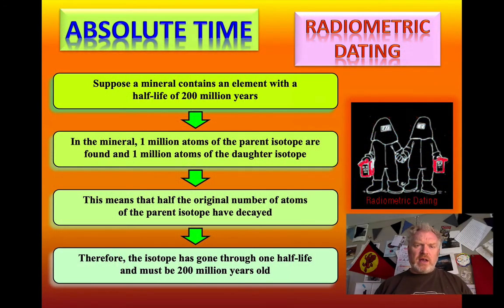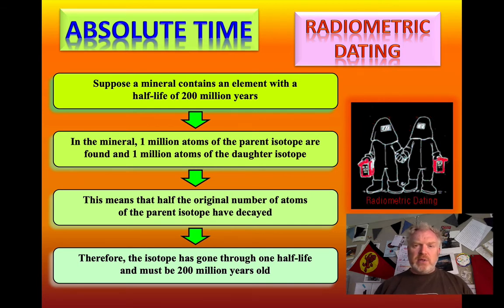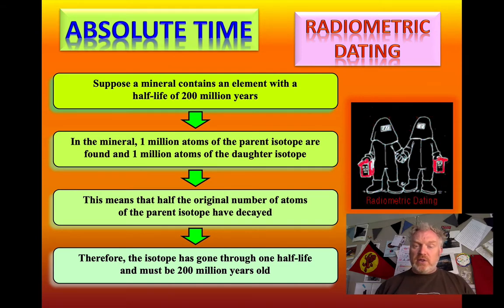Let's think about how else we could approach this same idea. We can count the number of elements within a mineral of parent and daughter. So if you have a mineral that has a half-life of 200 million years, and you count 1 million atoms of parent and 1 million atoms of daughter, that means the balance between the two is 50-50. 50% parent, 50% daughter. Therefore, that mineral has been through 1 half-life of decay. So in this particular case, it'd be 200 million years.